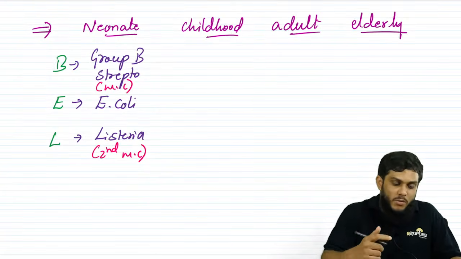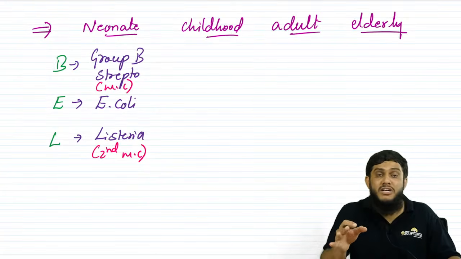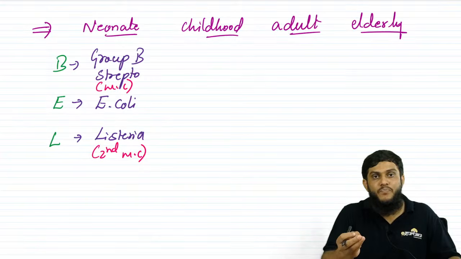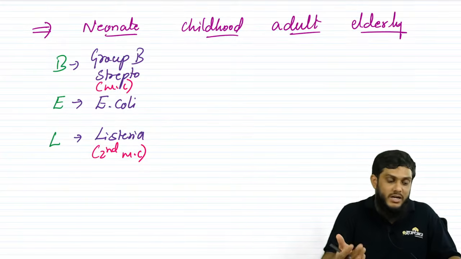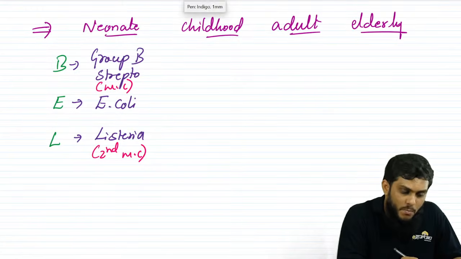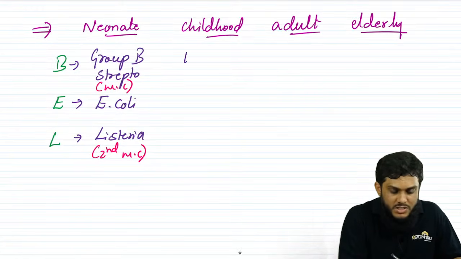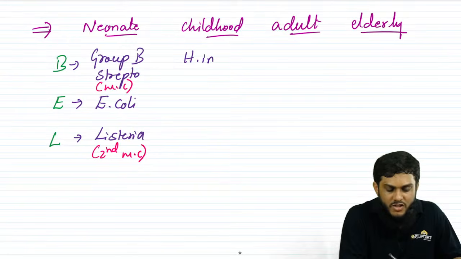Now, if we talk about childhood, adult, and elderly, the organisms are the same. The bacteria which cause meningitis in childhood, adults, and the elderly are the same. But the most common organism in childhood which causes meningitis is Haemophilus influenzae B.